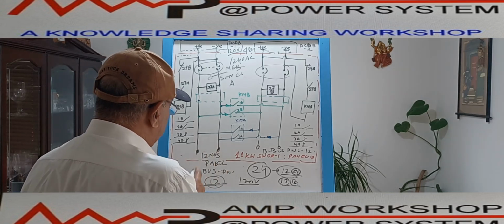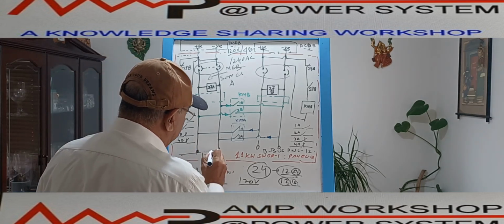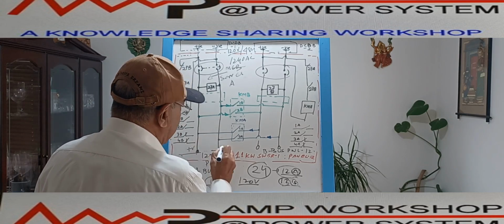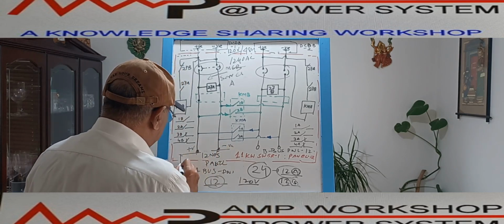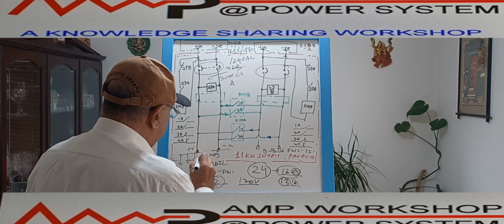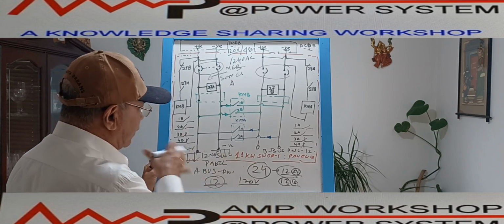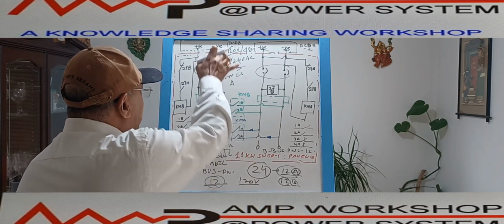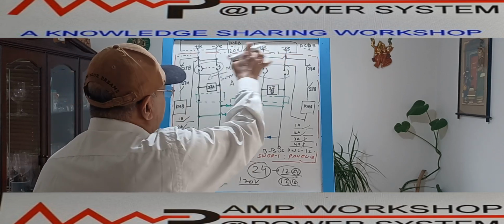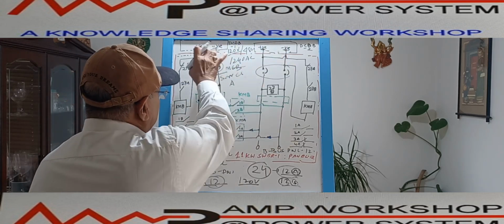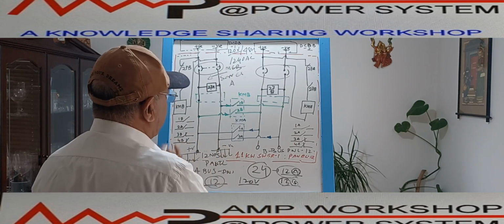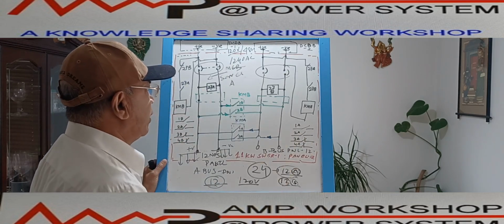From this terminal, you can consider this is a positive bus and this is a negative bus. From the positive bus, all the 12 panels wiring is going. From here, the negative wiring of the 12 panels is going. We can consider it that way. So in normal condition, these two power supplies coming through the MCB are healthy and going to this terminal. That is the normal condition.